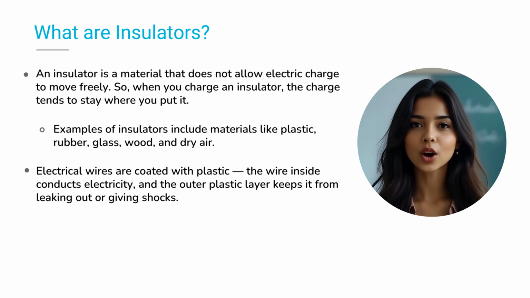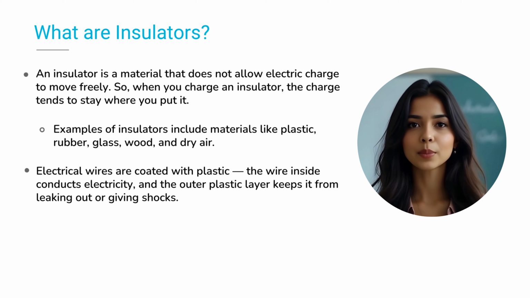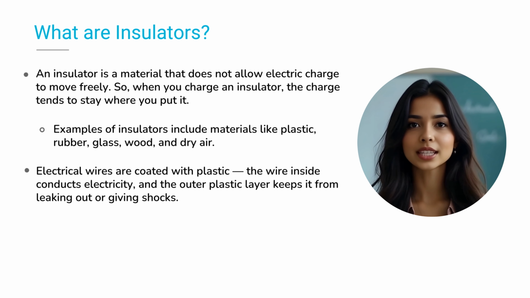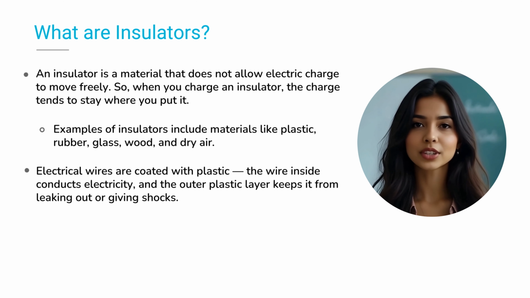Let's take a very common example, a plastic comb. When you rub it on your hair and bring it near small bits of paper, the paper gets attracted. Why? Because the plastic comb is an insulator. The charge that builds up on it stays on the surface. It doesn't flow away, and that static charge pulls the paper bits.